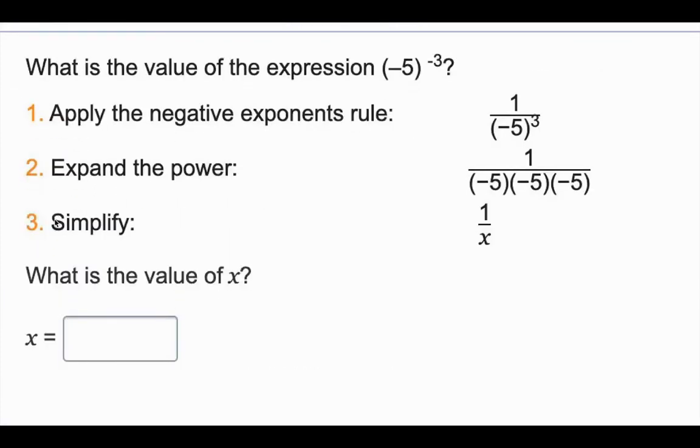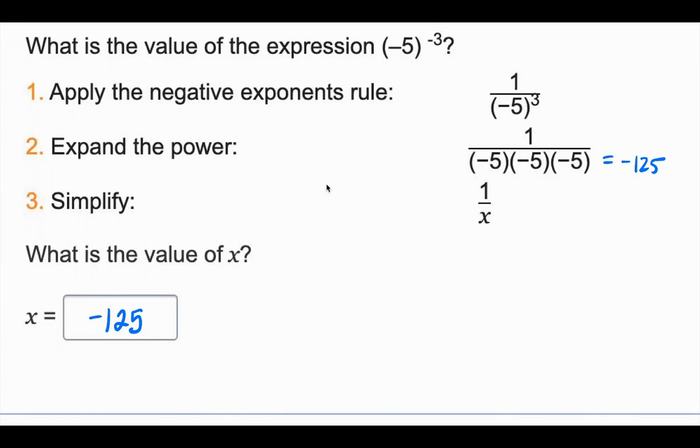All right, try this one on your own. Pause the video, and then come back and see if you got it right. All right, the key to this one is everything's written out.